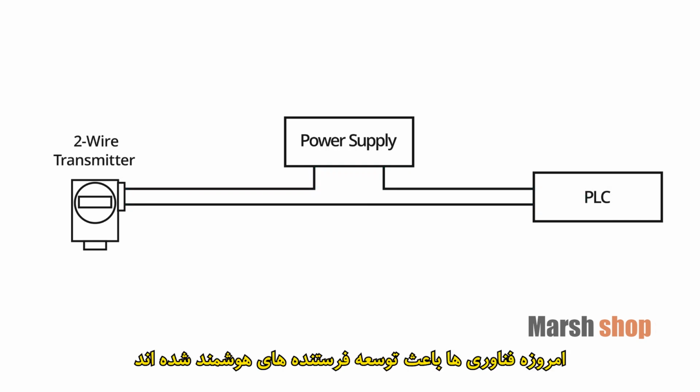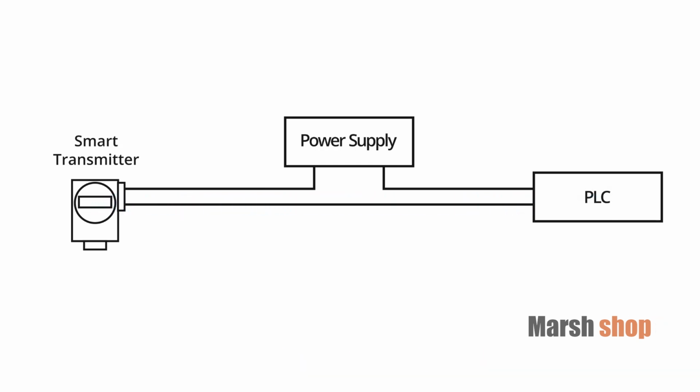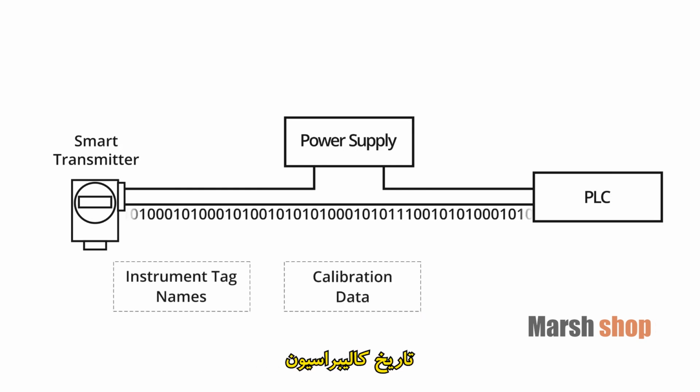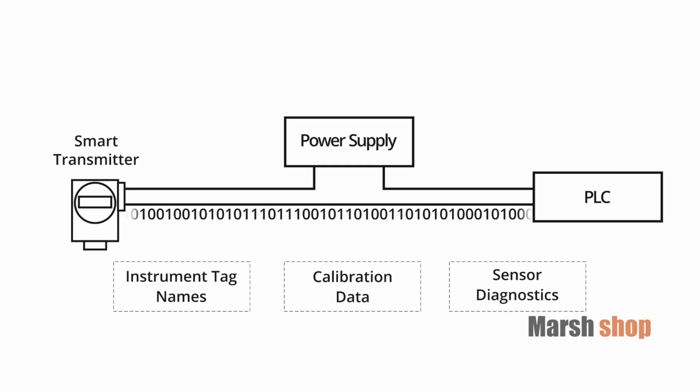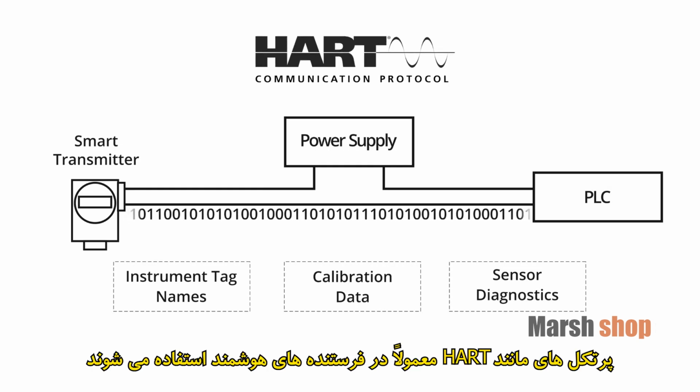New technologies have spawned the development of smart transmitters. Smart transmitters not only produce the 4 to 20 milliamps process variable signal, but also transmit and receive digital information such as instrument tag names, calibration data, and sensor diagnostics. Protocols such as HART are commonly used on smart transmitters.